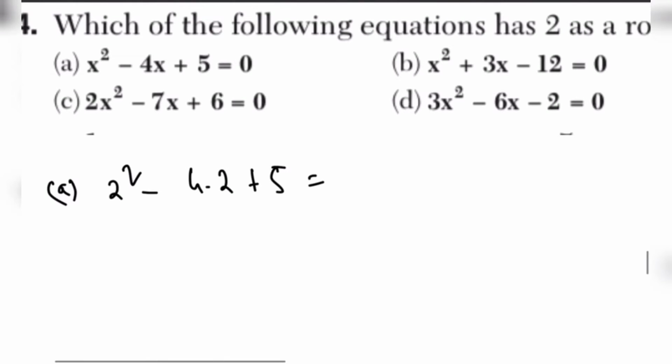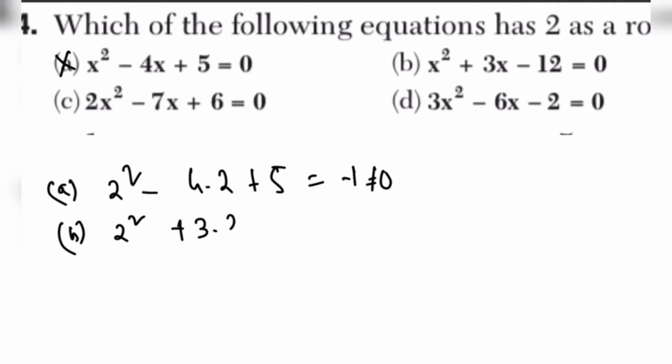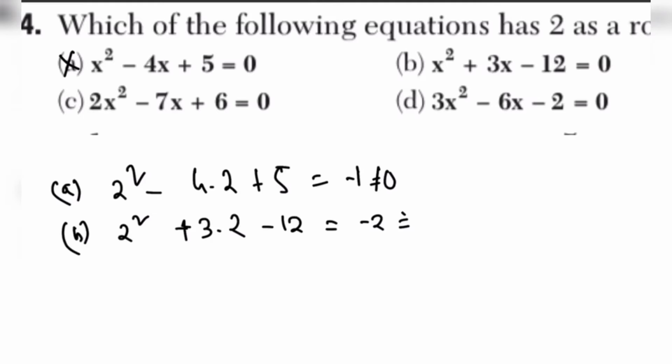4 minus 8 is minus 4 plus 5 is minus 1, so this is not 0. Option A is ruled out. Let us take a look at option B. You have 2 square plus 3 times 2 minus 12, that is 4 plus 6, 10 minus 12 is minus 2, which is not 0, so this is ruled out.